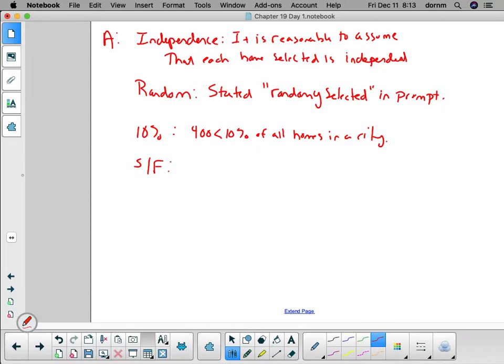Success failure condition. Yeah, they either have a smoke detector or don't. Working or do not. And finally, the large enough.